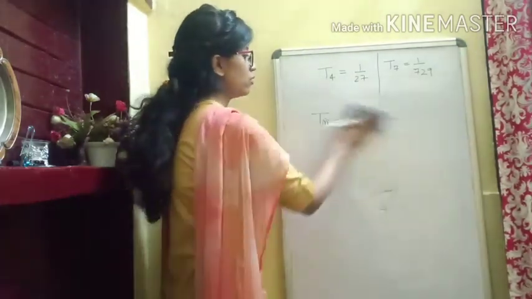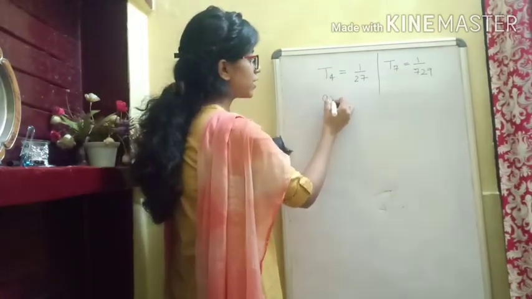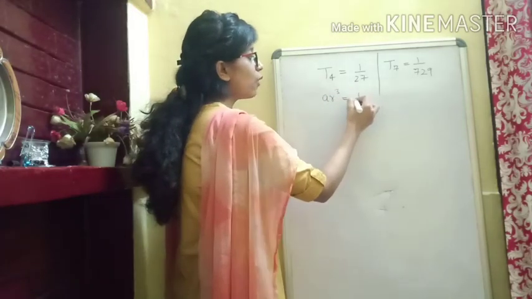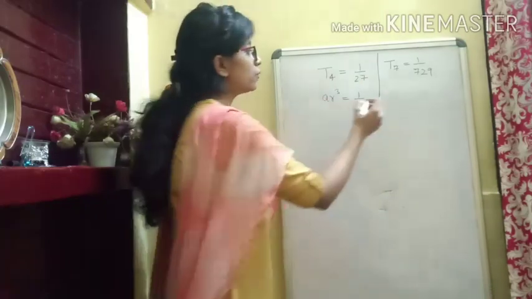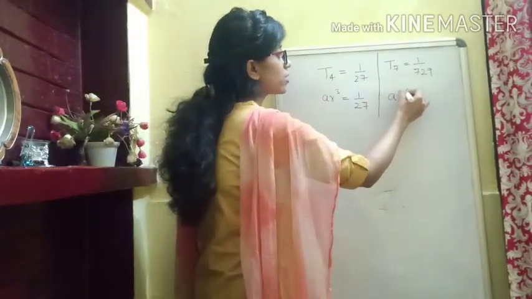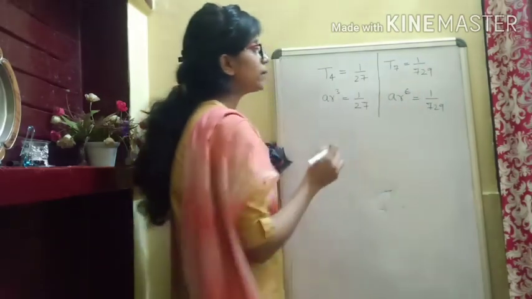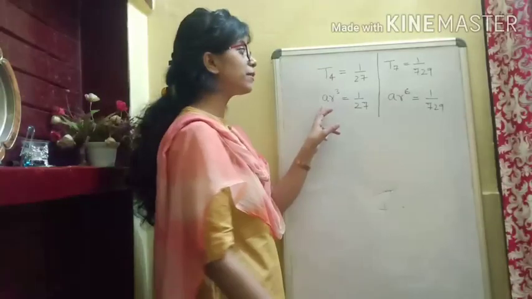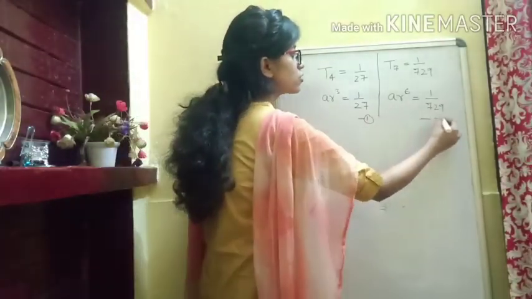Okay. So here, T4 we can write in terms of small a and r, that would be ar to the power 3 equals 1 upon 27. Likewise, this T7 will be ar to the power 6 equals 1 upon 729. Okay. So this is the first equation and the second equation. Now to calculate or to simplify these two equations, let's say this is your first one and this is your second one.